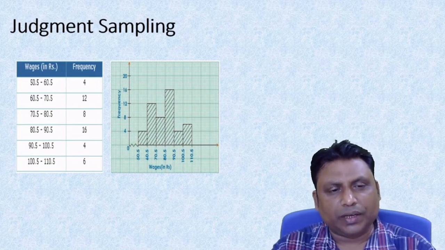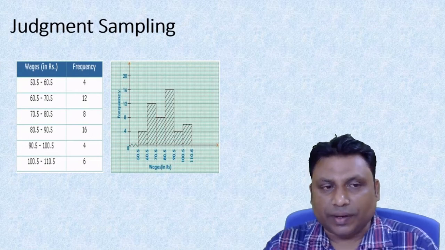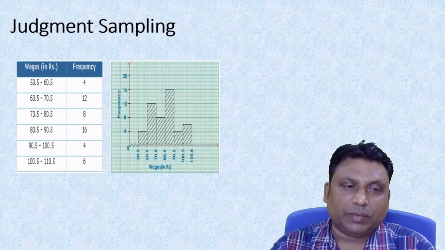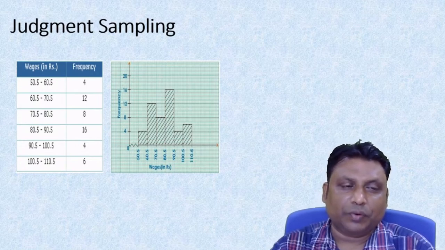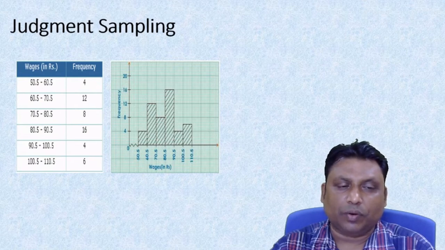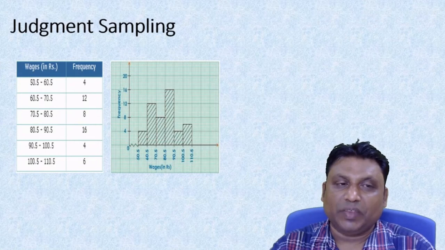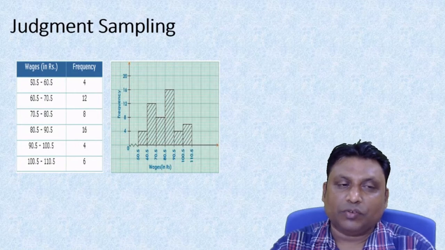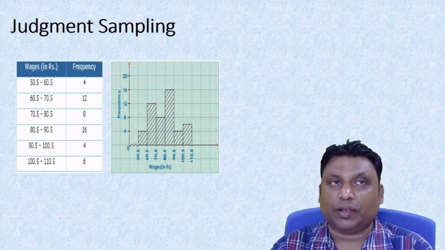From 0 to 50.5 there is no bar, because the data is not given. Data is given from 50.5 to 60.5, so make a bar. 60.5 to 70.5 make a bar, 70.5 to 80.5 make a bar, 80.5 to 90.5 make a bar, similarly 90.5 to 100.5 and 100.5 to 110.5. So when you are preparing the histogram, the intervals should be continuous. If one interval is 50.5 to 60.5, the second interval should start from 60.5.